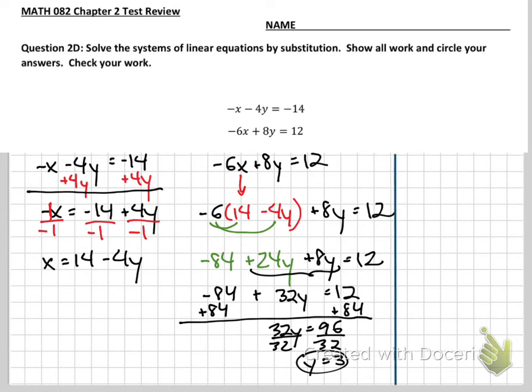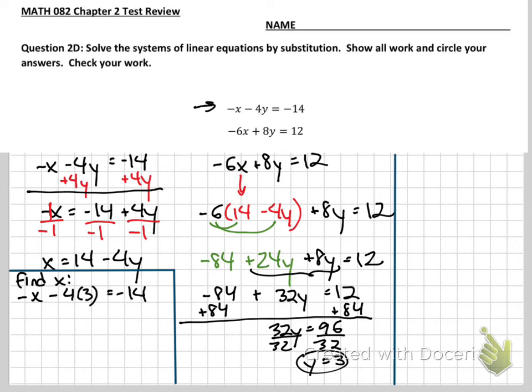And in fact, we have only, thus far, found our y value. We still have to find x. So let's use the space over here to find x. To find x, what we need to do is go back to one of our original equations. I'm going to pick this one. And we'll have negative x minus 4y, which is 3, equals negative 14.